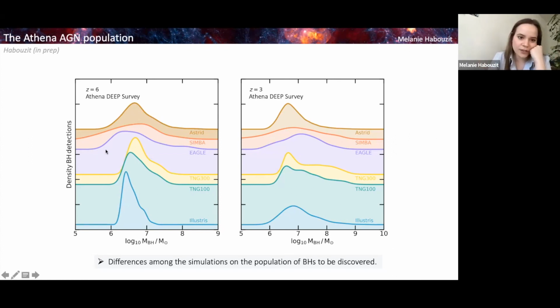For example, EAGLE has some black holes below 10^6 solar mass, and the SIMBA simulation also starts at 10^5. So depending on the simulation, we would see different populations of black holes. And then at redshift 3, this distribution is basically getting larger because black holes are, of course, evolving in mass. So we can also see black holes that are more massive when we go to lower redshift. So there are differences in the black hole population that Athena will see.